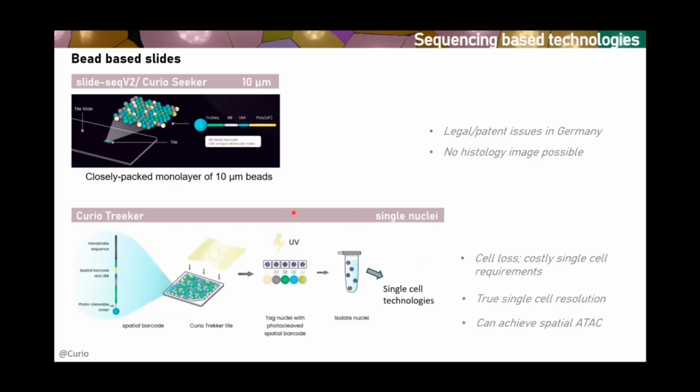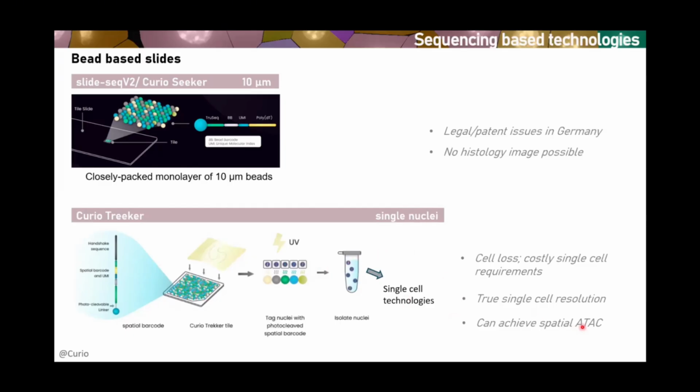They managed to get a real single cell or single nuclei resolution. Similarly to the one above, we have a surface barcoded with its 10 micrometer diameter beads. But in this case, after placing the tissue on top, there is a UV light that will release the barcodes, and these barcodes are incorporated into the nuclei of the cells on top. The next step is to make from this tissue a single nuclei suspension and go for single cell or single nuclear technologies. Of course, it has a benefit that it's really a single cell.